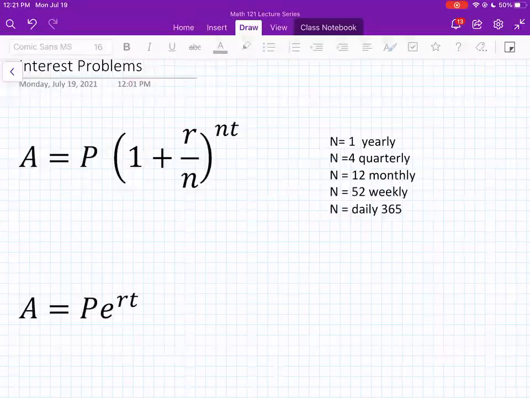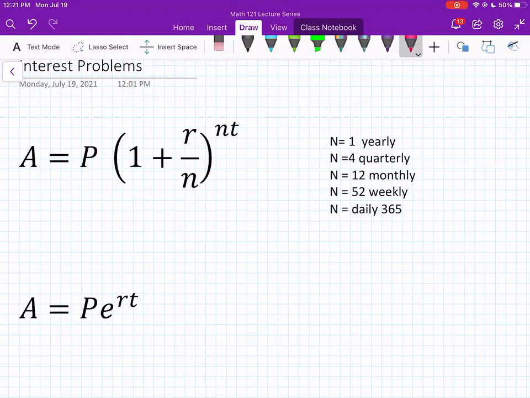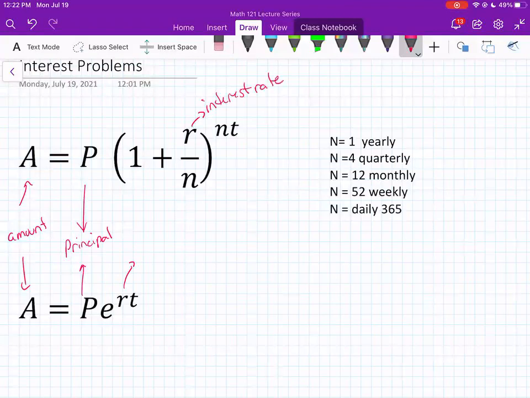As a final example of applications of exponential functions, we're going to look at interest problems. Here we have two equations we're going to look at that deal with interest. A in both cases stands for the amount after a given time. P in both cases stands for the principal, and the principal is the original amount that you start with in the account, or in the loan if you're borrowing the money. R in both cases stands for the interest rate, and it must be written as a decimal in this case.